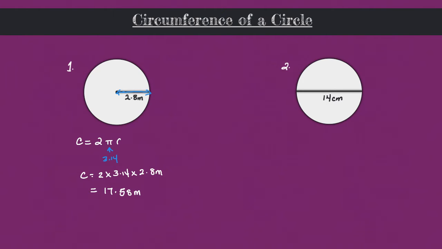In our second example, we are given 14 centimeters, and this is representing our diameter. This is the length between one point on our circumference and the other that goes through the center of our circle. Our formula for circumference, C is equal to 2 pi r.